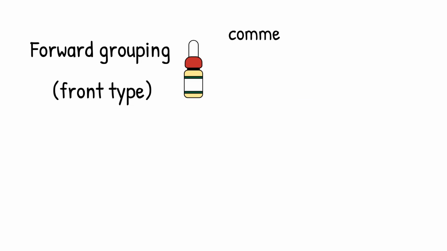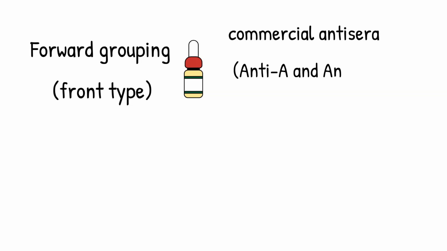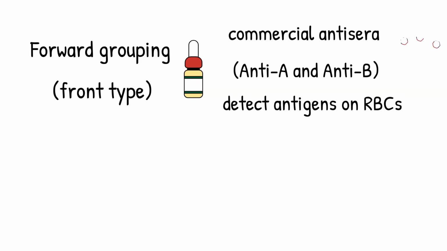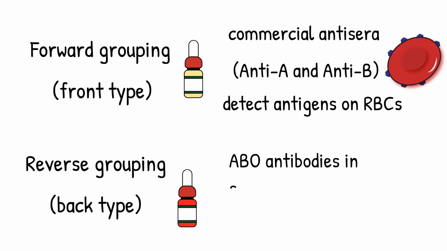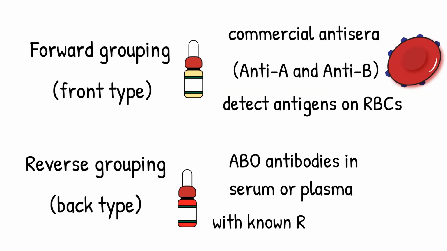Forward typing is defined as using known commercial antisera to detect antigens on an individual's red blood cells. Reverse grouping is defined as detecting ABO antibodies in the patient's serum by using known red blood cell reagents, A1 cells and A2 cells.